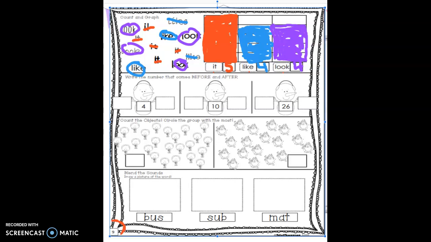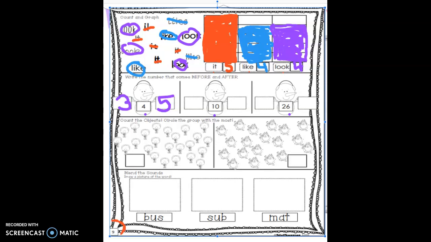So after I finish finding the it, like, and look, I'm going to go down here and write the number that comes before and after. So what is the number that comes before 4? It is 3. What is the number that comes after 4? 5. I want you to do the same thing for 10 and 26. What is the number that comes before 10 and after it? Number before 26 and after it.